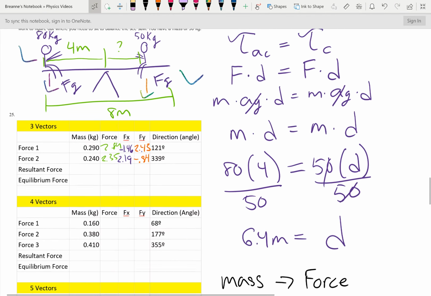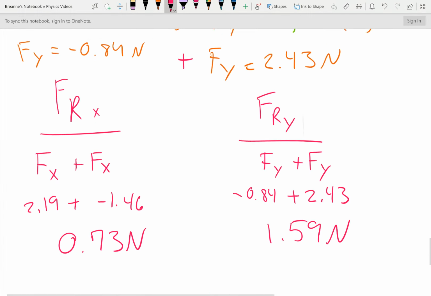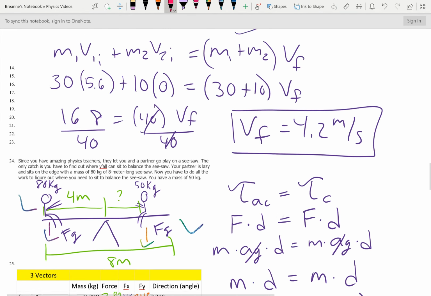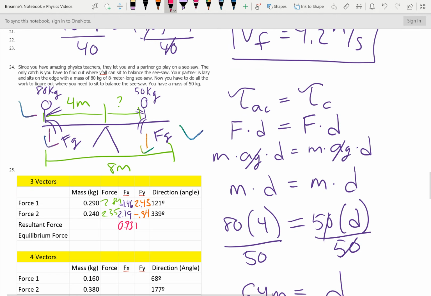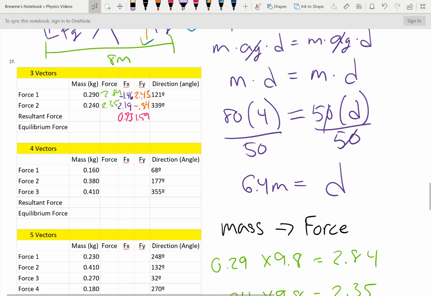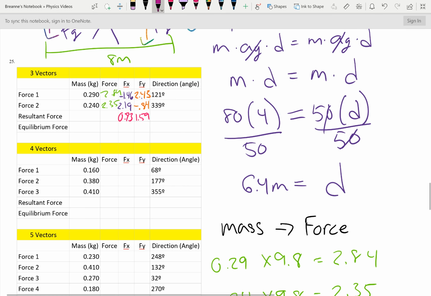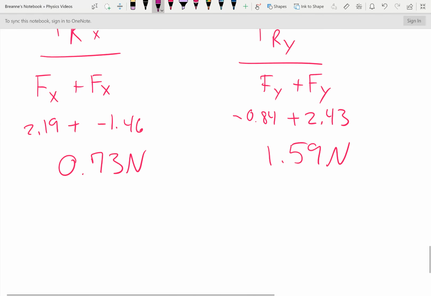So that is your resultant force in the x, which was 0.73. This is your resultant force in the y, 1.59. The next thing we would want to solve for is your resultant force.